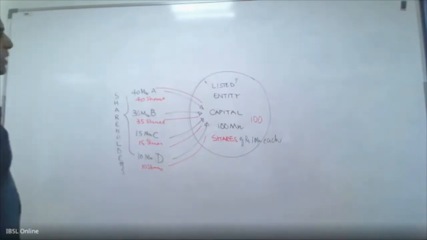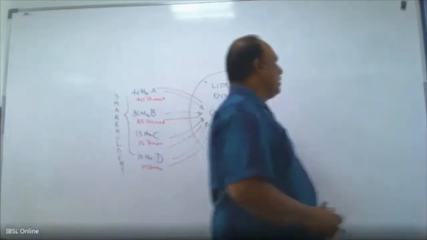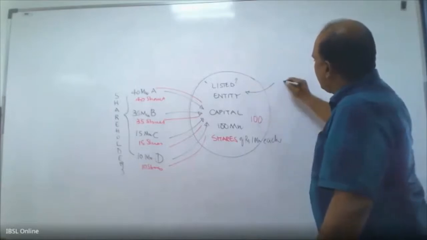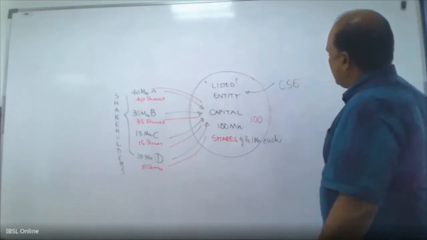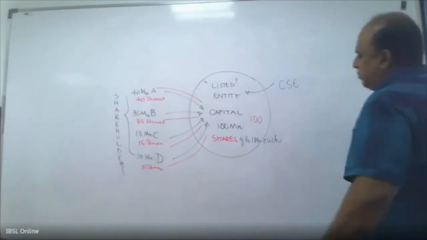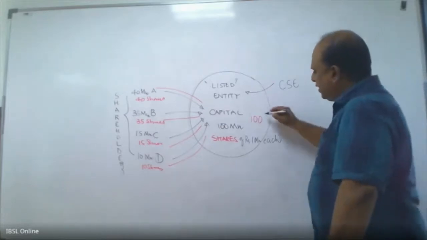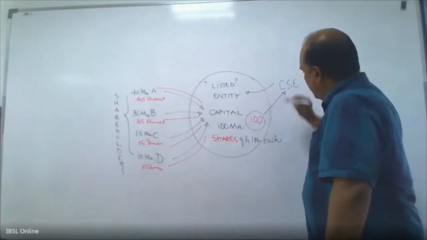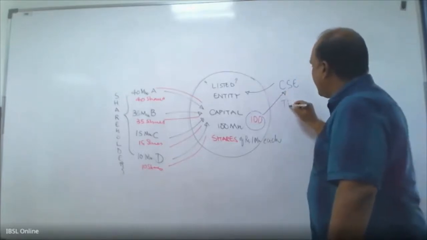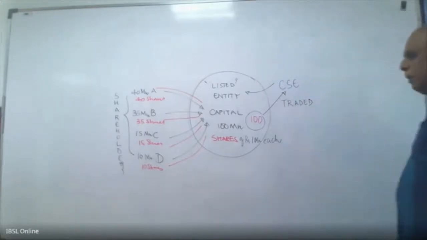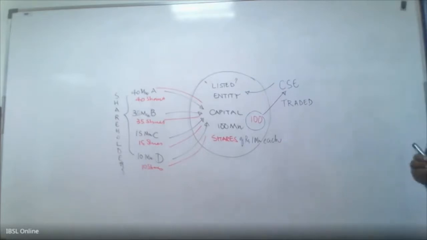So suppose this is a listed company. What do you mean by listed company? This is a company which is listed in the Colombo Stock Exchange. CSE means Colombo Stock Exchange. So which means these 100 shares are now going to go into the Colombo Stock Exchange and they are going to get traded. Traded means people can buy and sell these shares, right?